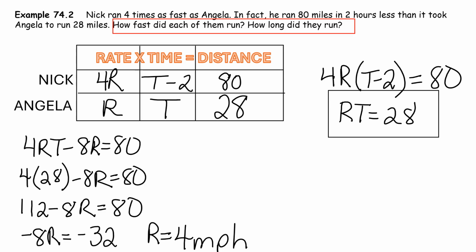So is that what we're looking for? The question actually asks us how fast did each of them run? So yes, we do want to know that. And how long did they run? So we're supposed to give the rate and times for each of them.